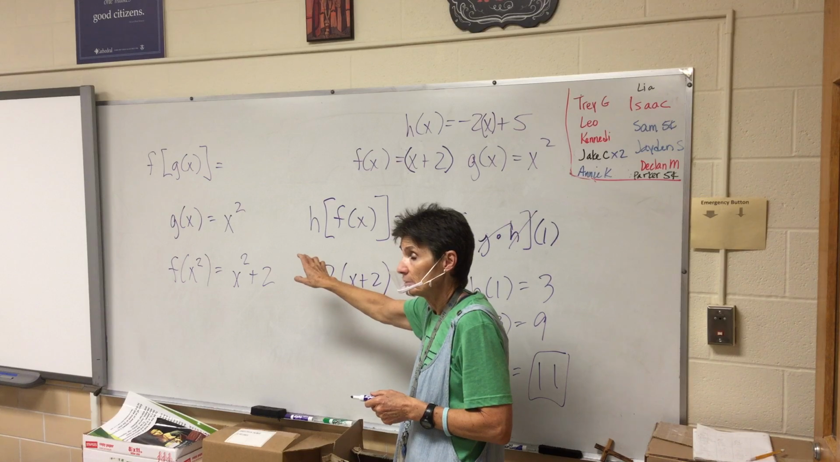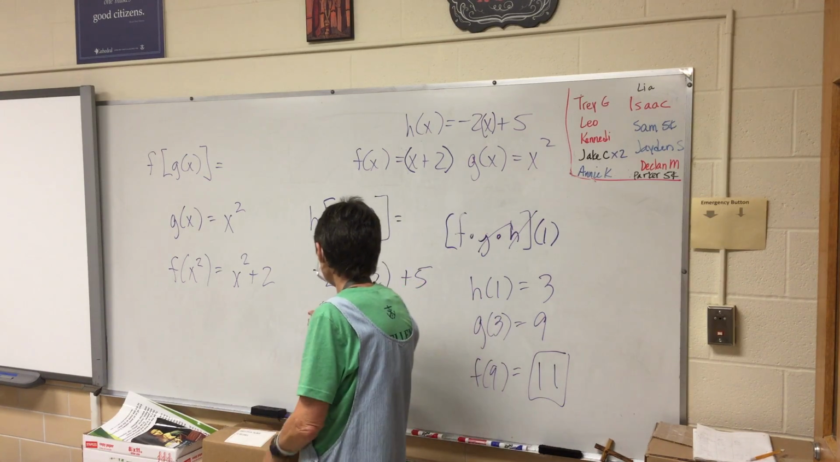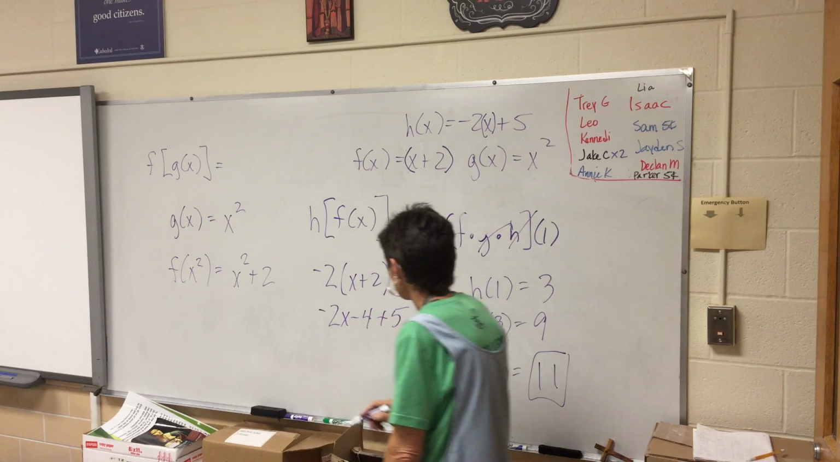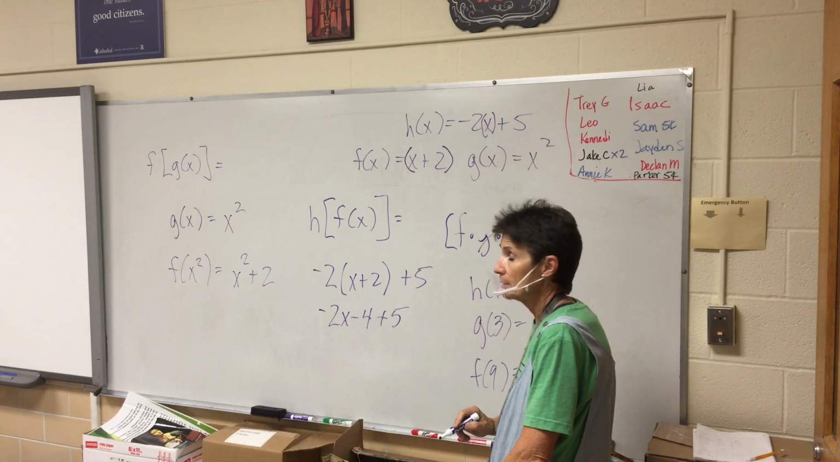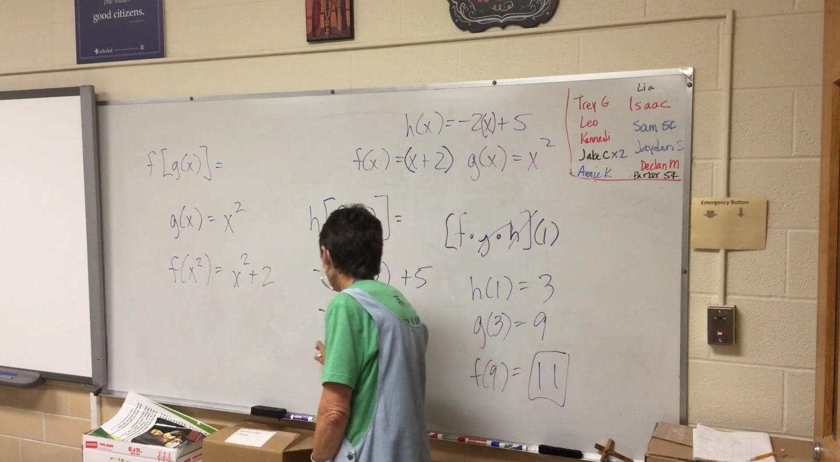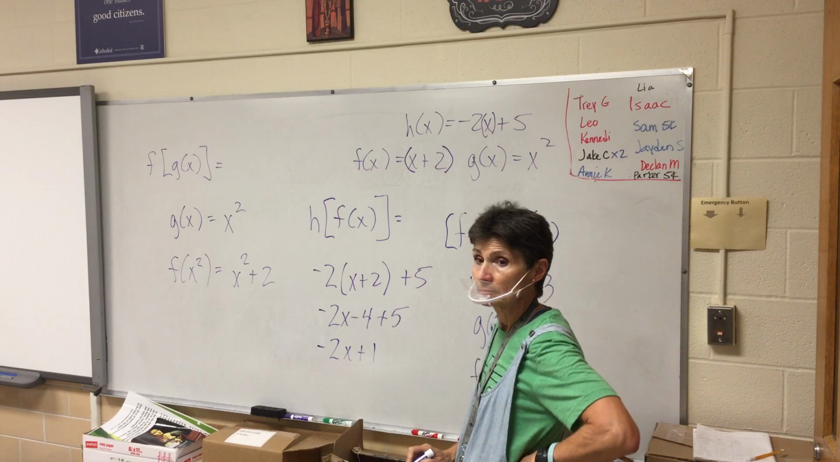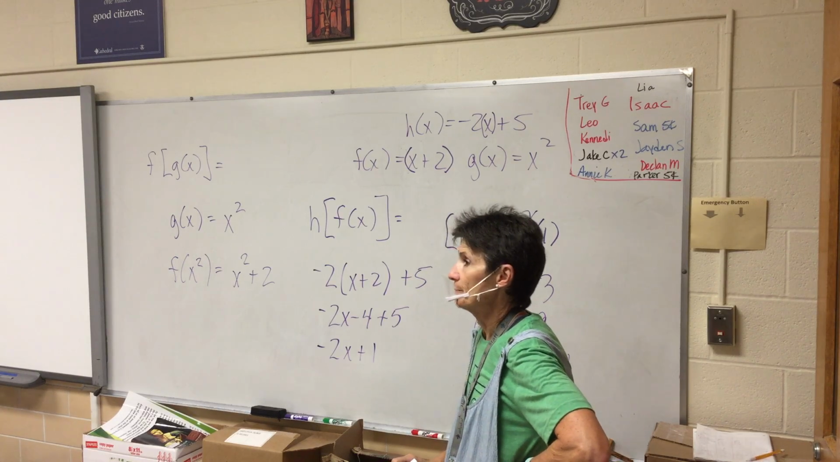So our final answer, let's do the distributive. Negative 2 plus... I got the distributive, and then added them up, so I got negative 2x plus 1. What's our answer? That's your answer.